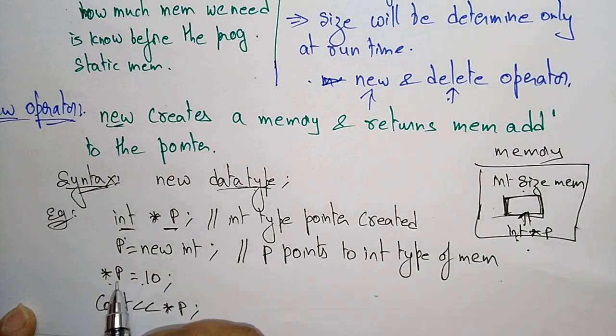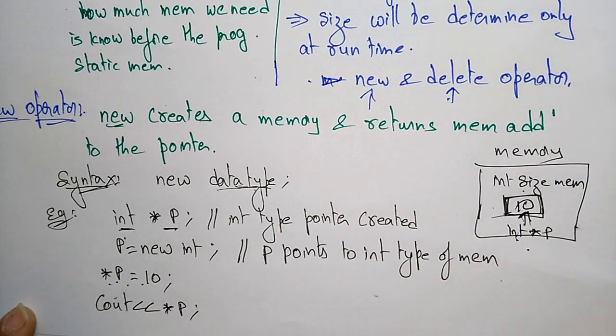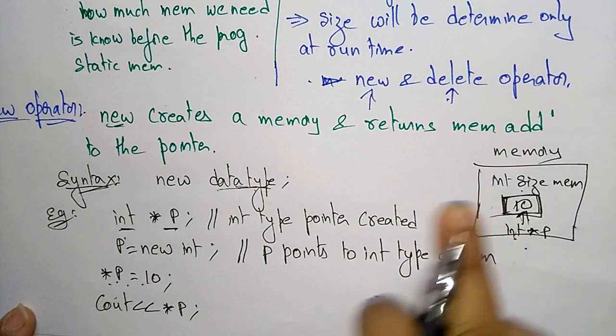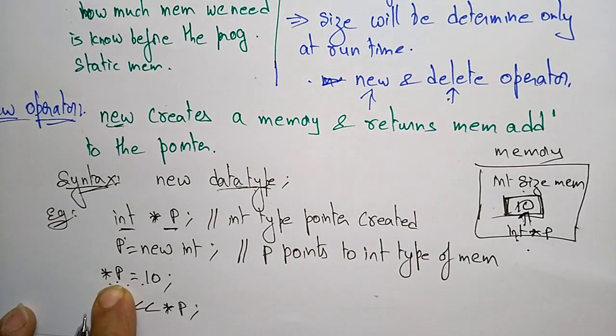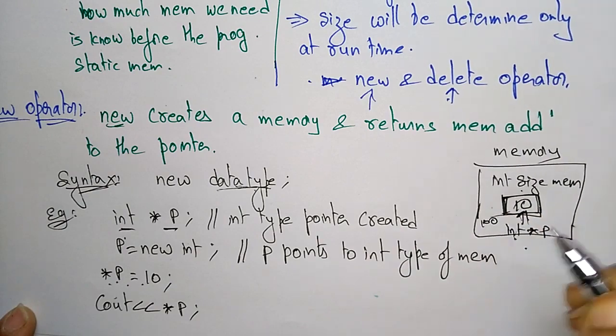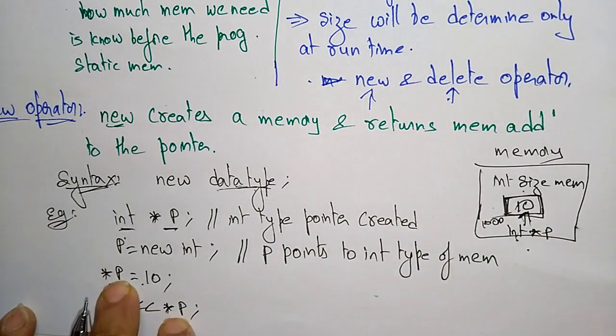this star p means this is the pointed address memory location. In that memory location, a 10 value will be stored. Okay, so int star p creates one memory location. So the star p indicates the memory address of the pointer. Suppose 1000 is the memory address of the pointer. So in that particular address, a 10 value will be stored.